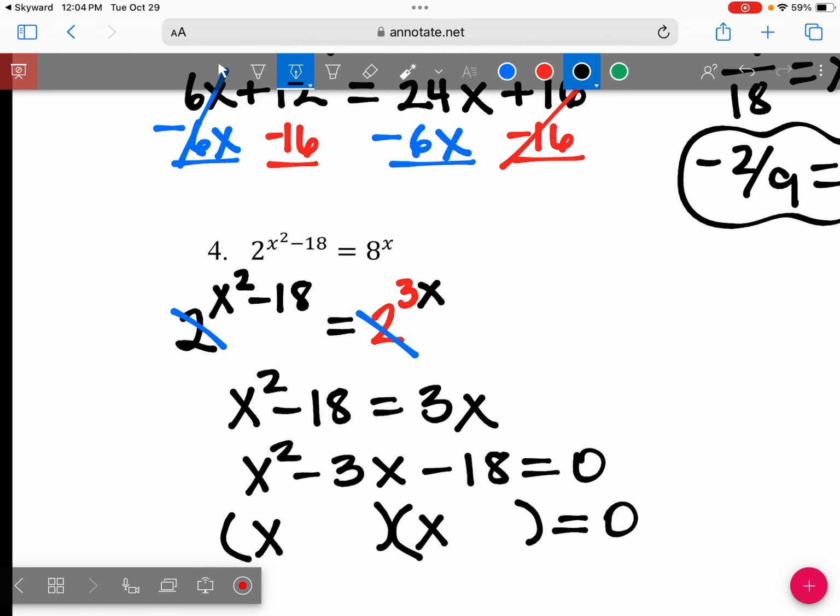What would be your 2 numbers that multiply to be -18 and add to -6? 3 and 6. Both positive? -6, +3, or positive 3, -6. I mean, -6, yeah. -6. Okay, -6, +3.